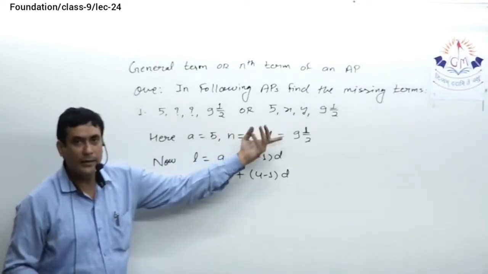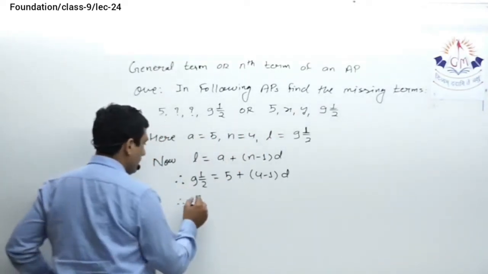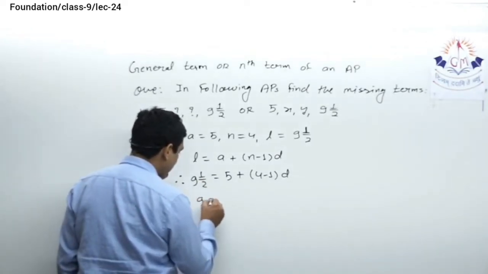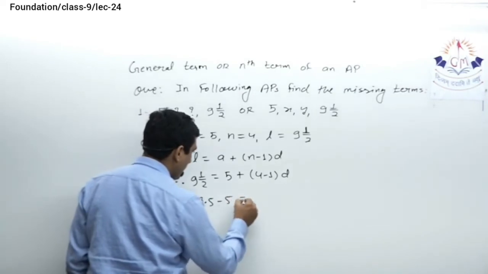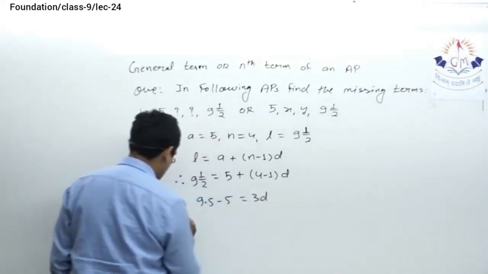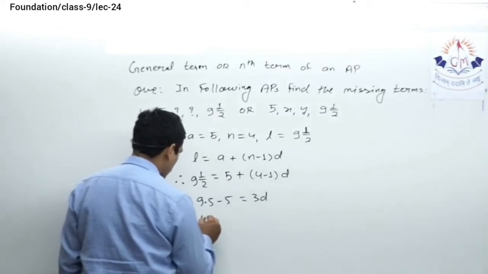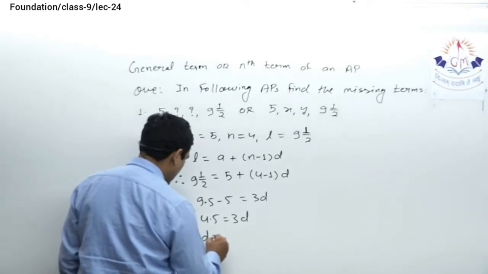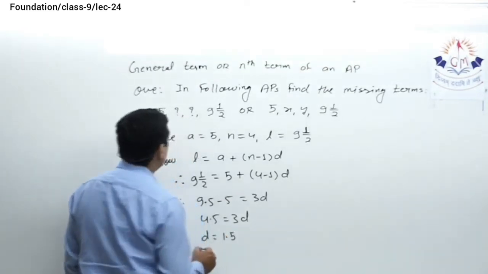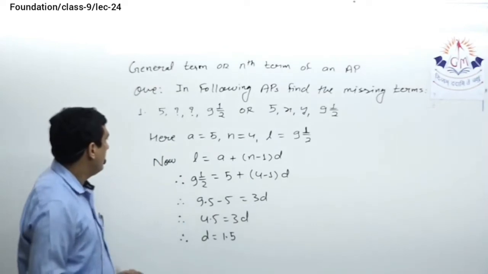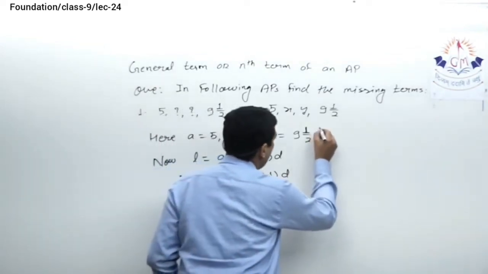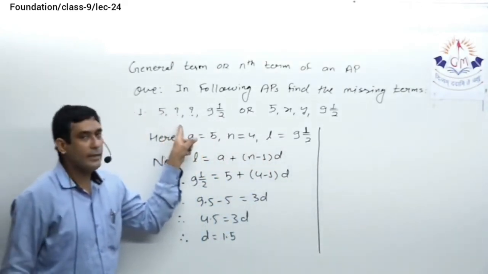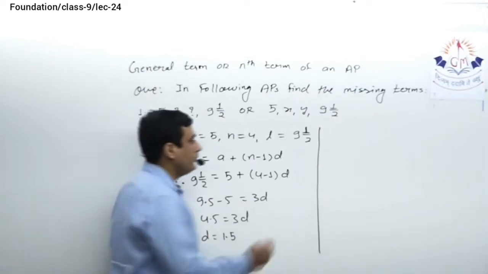As soon as you get d, it is easy to find any term of the AP. So this is actually 9.5. I am taking this 5 over here, is equal to 3d. So this gives you 4.5 is equal to 3d, and ultimately you will get d is equal to 1.5. After getting d, definitely it is easy. In other words, I have to find the second term and the third term.